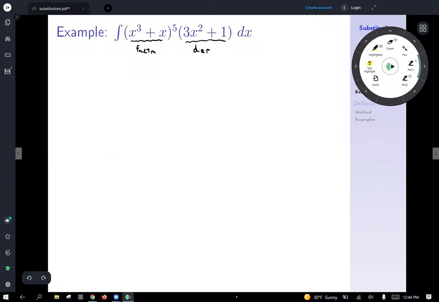Exactly. You see the function and something that looks, in this case, exactly like the derivative. It could also be, you'll see problems where this is 6x squared plus 2. That's the derivative in disguise, just multiplied by 2 that you'd have to factor out to see.